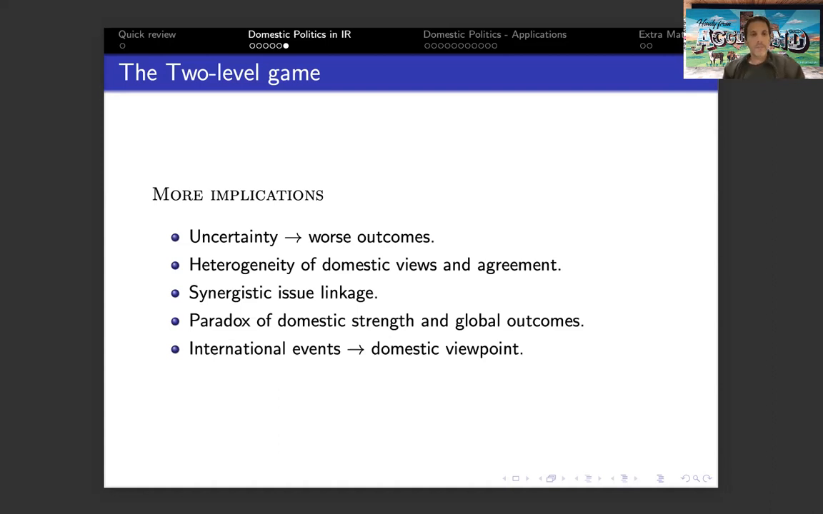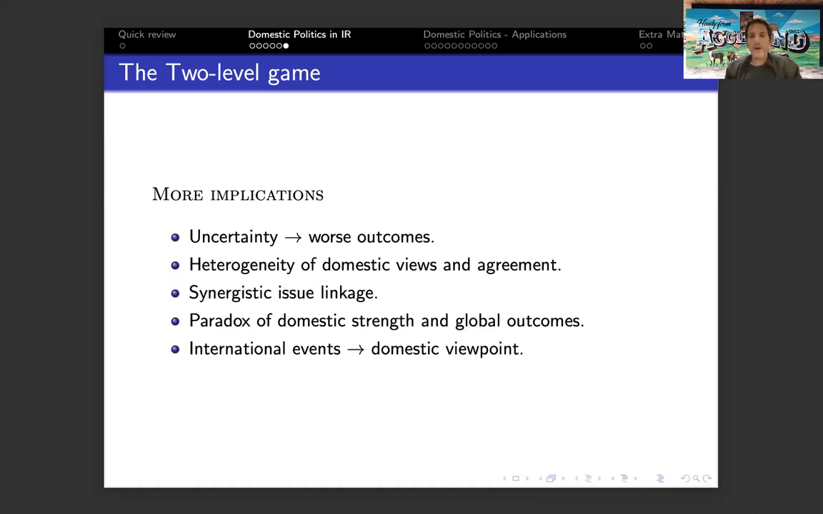One concept that Putnam also talks about is what's called the synergistic issue linkage, and that's when strategic moves at one level facilitate unexpected outcomes in another level. So reaching an agreement at the international level, or reaching some kind of an agreement, may have unexpected effects at the domestic level. That's something that might also happen.